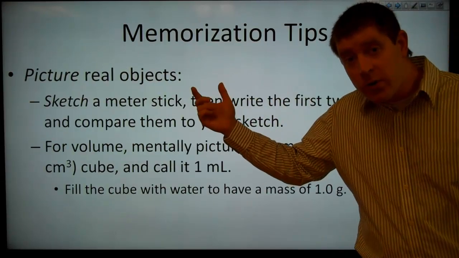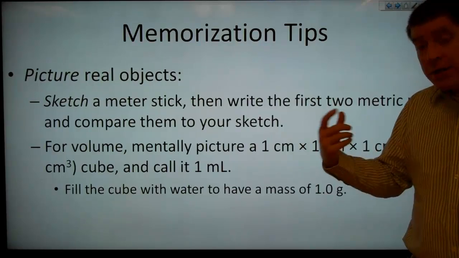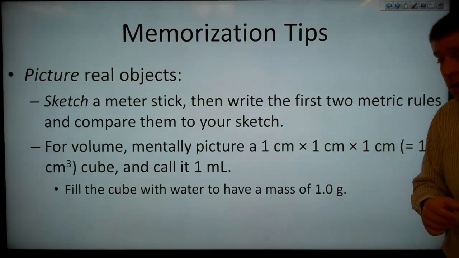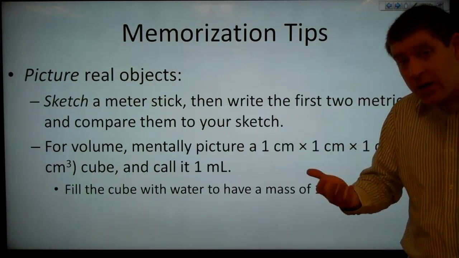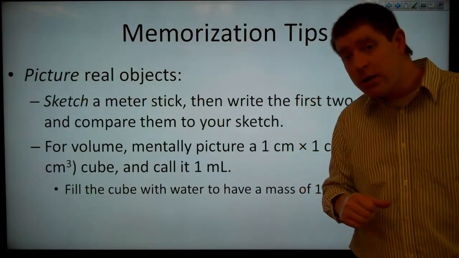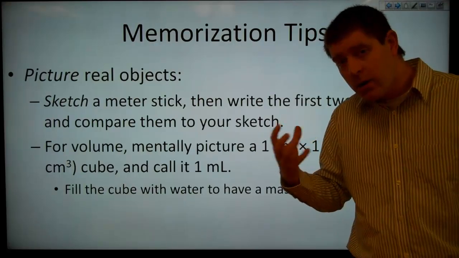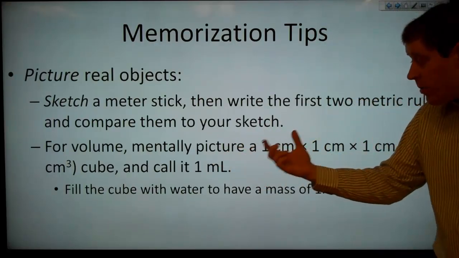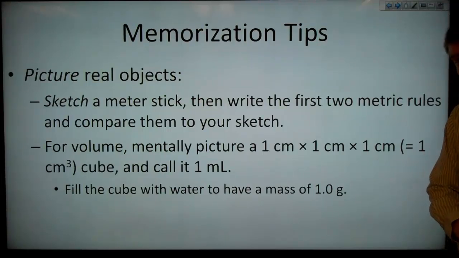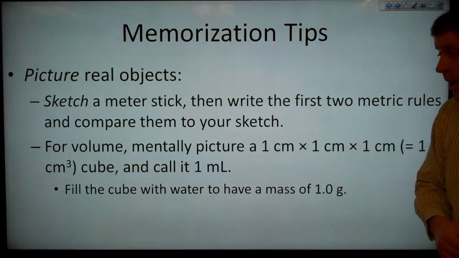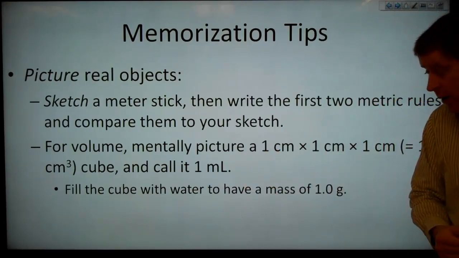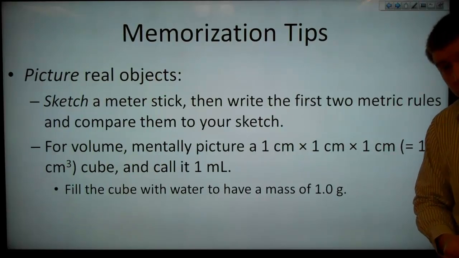It also would help you to picture real objects. So sketch out a meter stick. Write the first 2 metric rules and compare them to your sketch. Make sure that the equalities that you've written down match up with your sketch of a meter stick. For volume, you could mentally picture a 1 centimeter by 1 centimeter by 1 centimeter cube, so a 1 cubic centimeter cube, and you could call it 1 milliliter. You can fill the cube with water to have a mass of 1.0 gram.